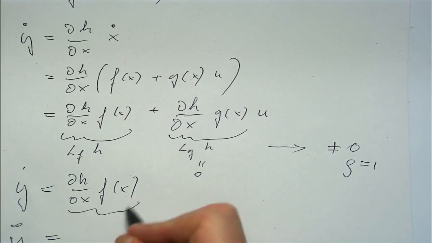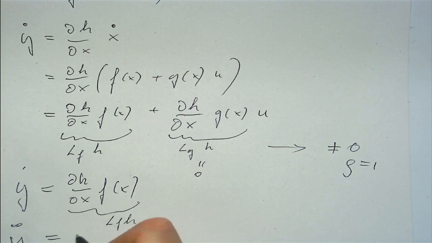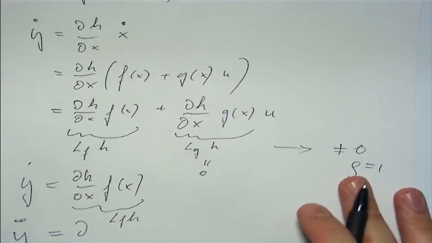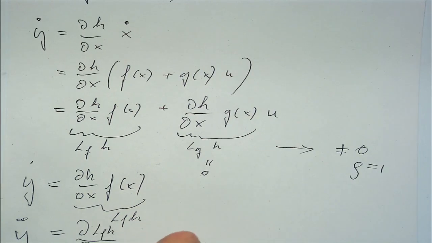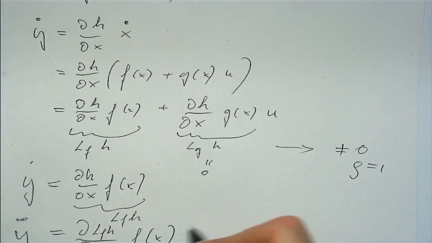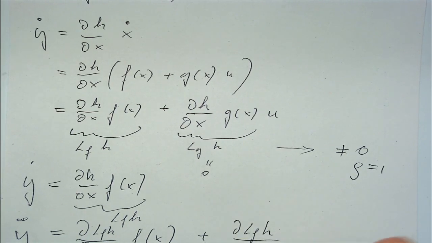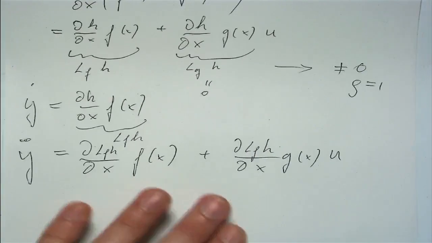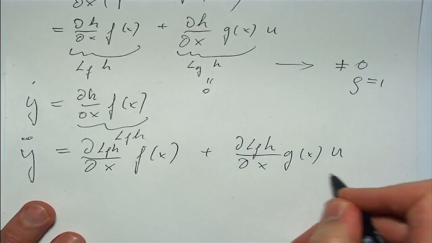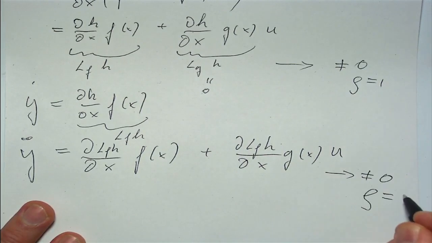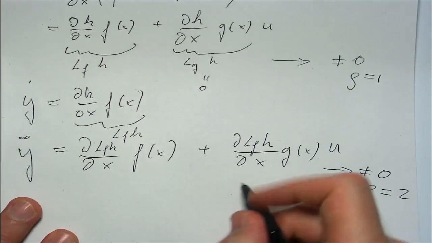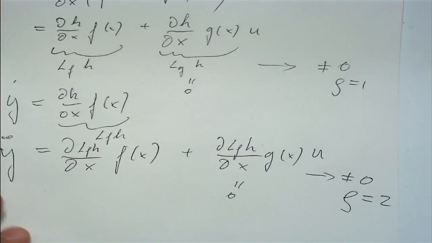So that's what it is. This is, as we said, LFH, so in that sense we get d LFH dx times f of x plus d LFH dx g x u. And so the next test would be, is it 0? If it's not 0, then this is rho equals 2. And if it's 0, then we just continue.